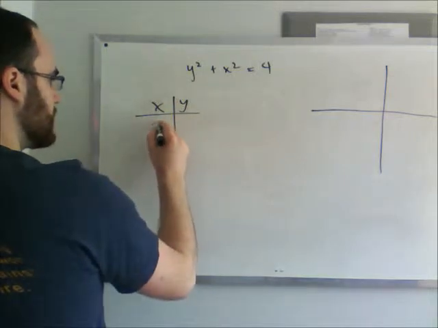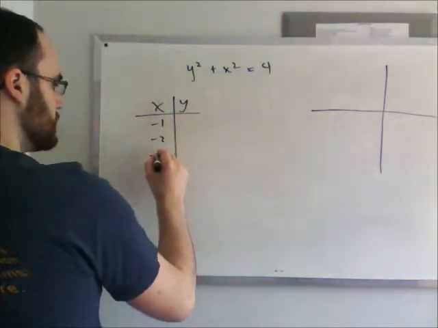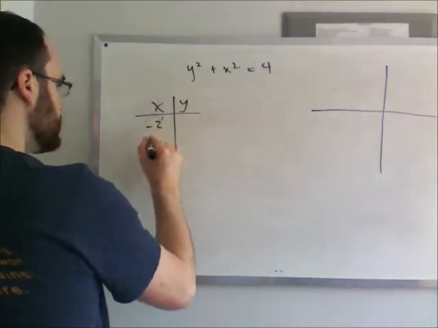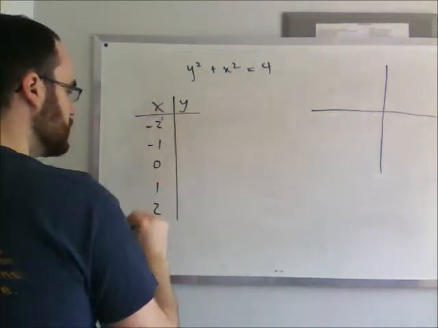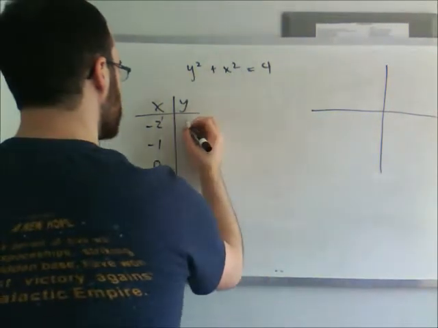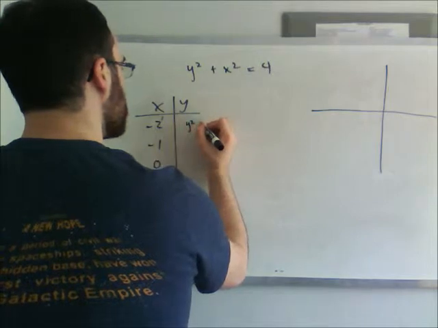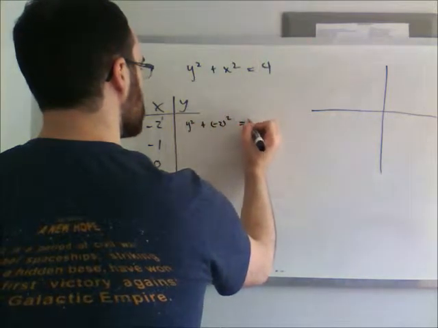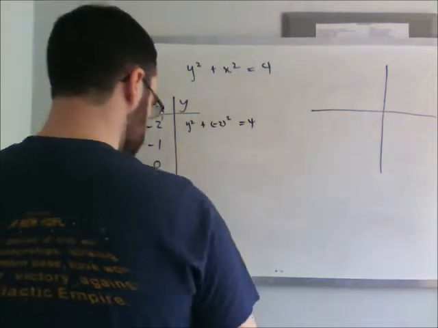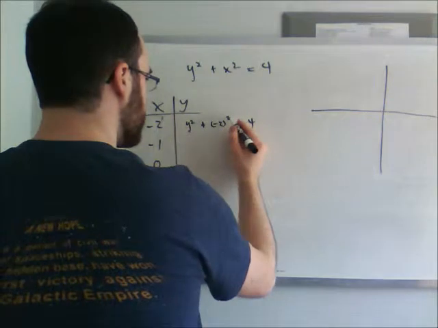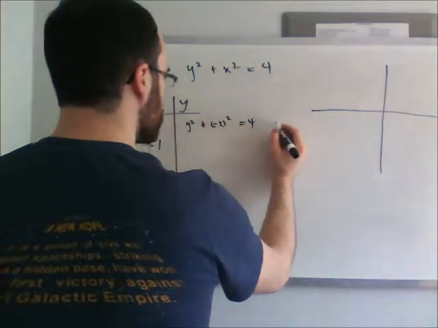So if I plug in -1, -2, 0, I should put that the other way: -2, -1, 0, 1, and 2. What do I get when I plug in our numbers? -2 squared, so it's going to be y squared plus -2 squared equals 4. So let's solve for y here. This is going to be 4. Bring the 4 over, it's going to be 0, so that y equals 0.